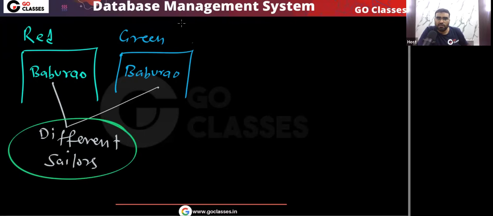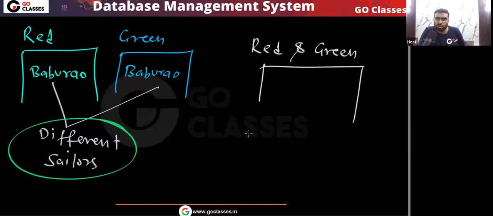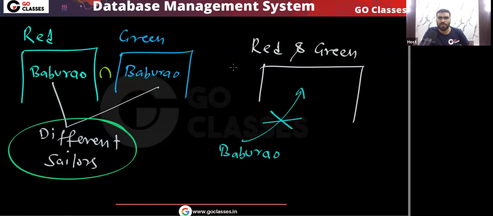So actually, we should not have Babu Rao in the output. Yes or no? Can I say Babu Rao has booked green and red boat? Babu Rao should not be there in the output. Babu Rao must not be here. But if you do the intersection of these, then Babu Rao will be in the output. Is this clear? Ideally, Babu Rao should not be in the output, but if you do their intersection, Babu Rao will be in the output. So ideally versus actually.